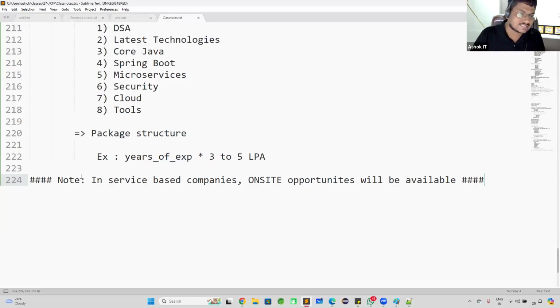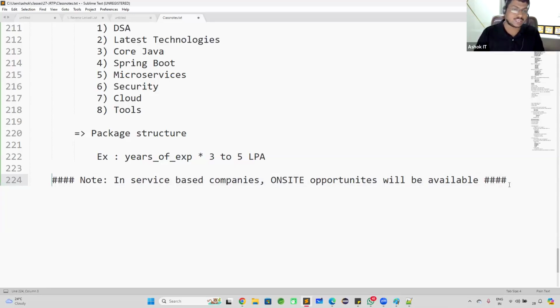So if you are working in a service-based company, on-site opportunities will be available. The company will file your visa. The company will send you to the client location for a few days to work there.